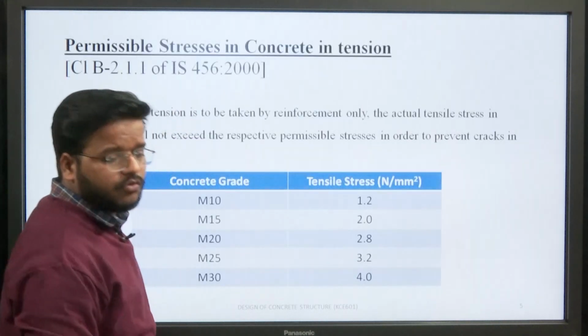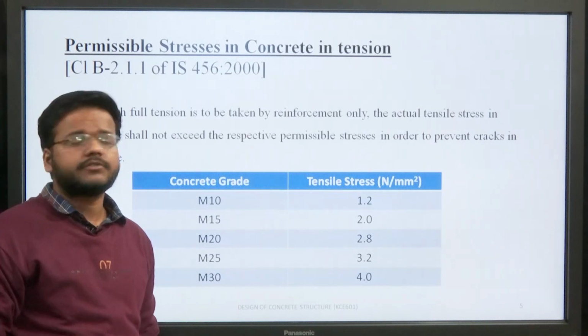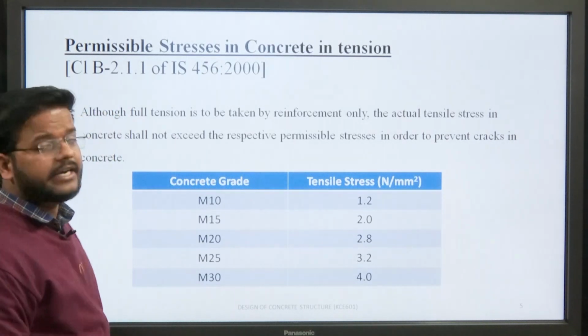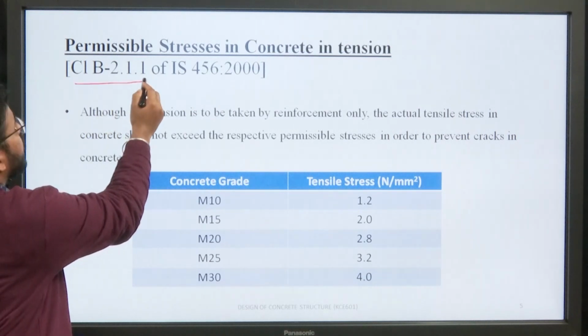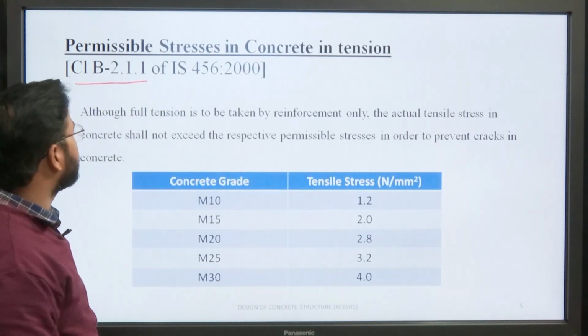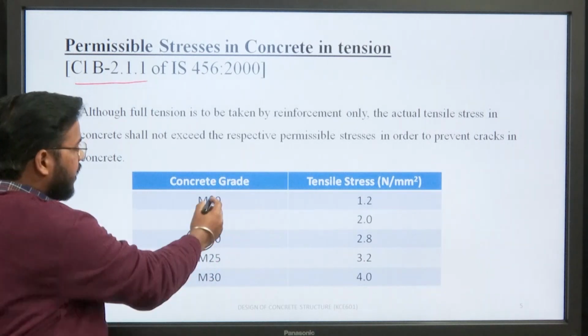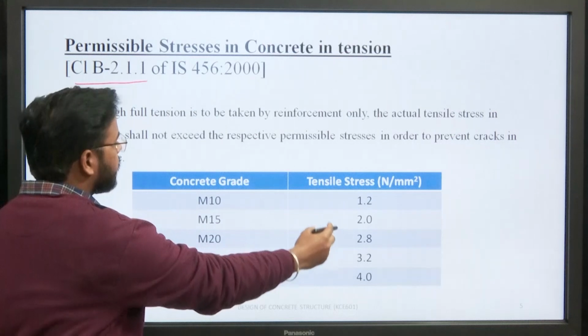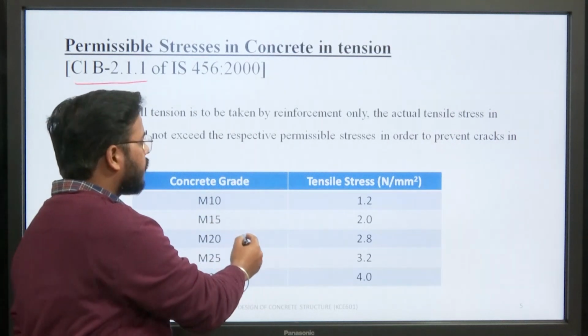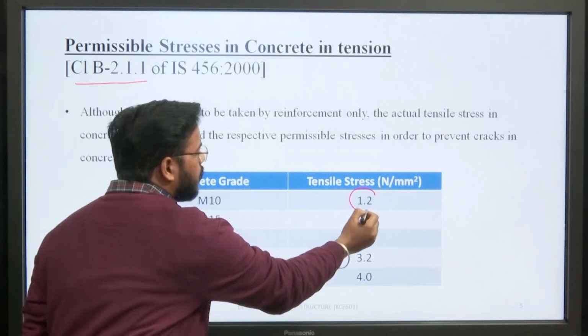We already discussed the strain curve and stress curve from the assumptions. So, now what are the permissible stresses that we take in concrete while it is in tension. It is mentioned in clause B 2.1.1 of IS code 456/2000 that for different grades of concrete, as we discussed in the previous lecture, the permissible tensile strength is this. Like for M10 grade of concrete, the permissible tensile strength is 1.2.